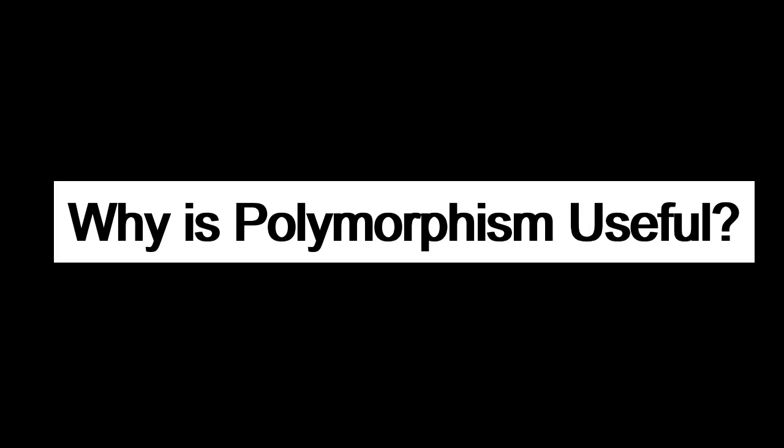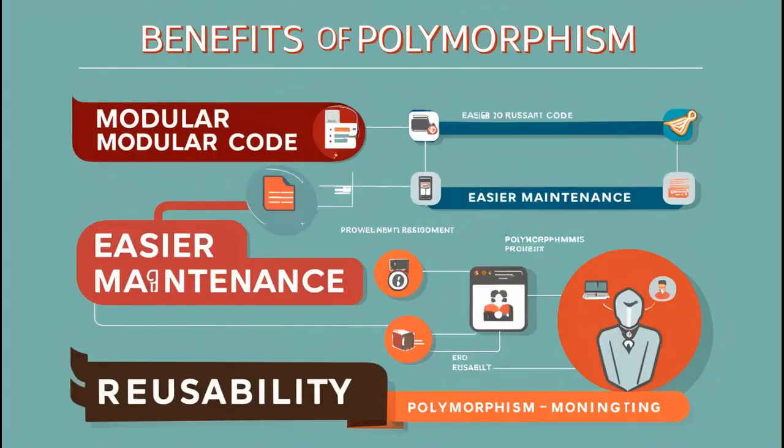So why should you care about polymorphism? Well, it helps make your code more modular and easier to maintain. By allowing objects to be treated as instances of their parent class, we can write more generic and reusable code. For example, if we have a function that works on a parent class, we can pass in any child class object, and the function will work seamlessly. This is especially useful when working with large code bases or when implementing features that may change in the future.